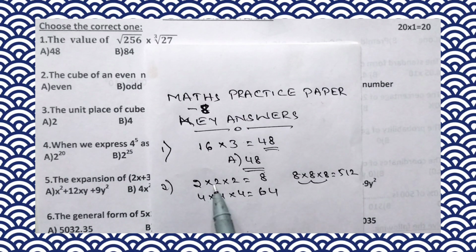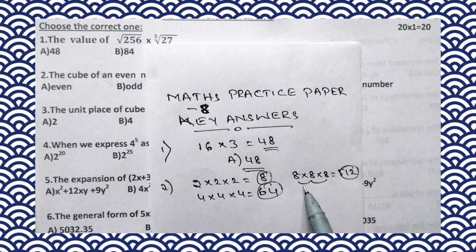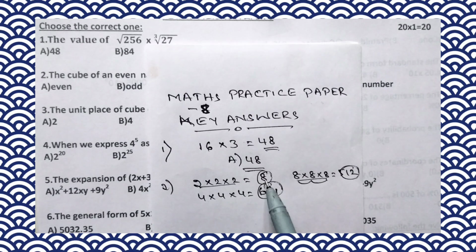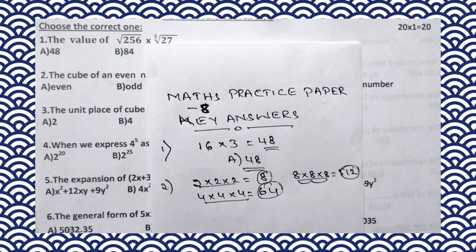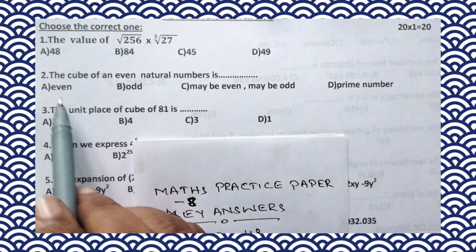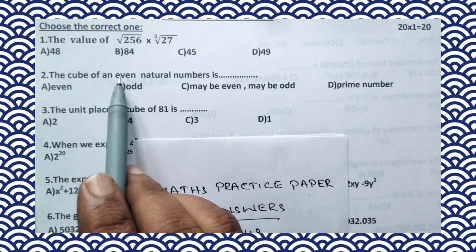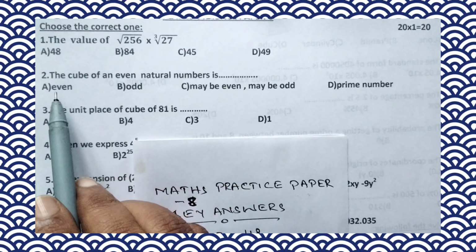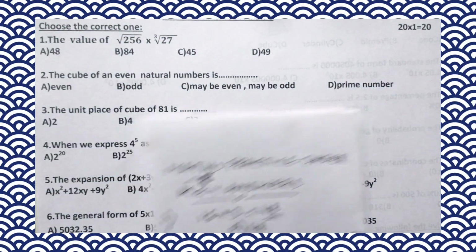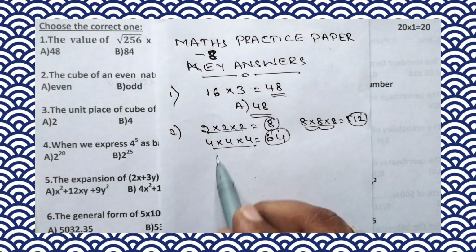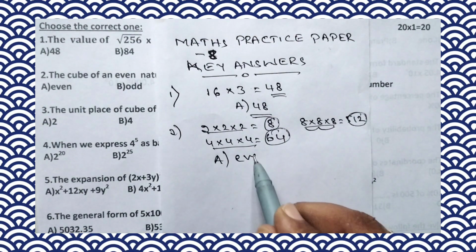The cube of even numbers is always even numbers. Even number multiplying even number. So if you multiply an even number 3 times, you will get an even number only. Therefore, the right answer for this question is the cube of an even natural number is always even. That is option A. Option A, even.